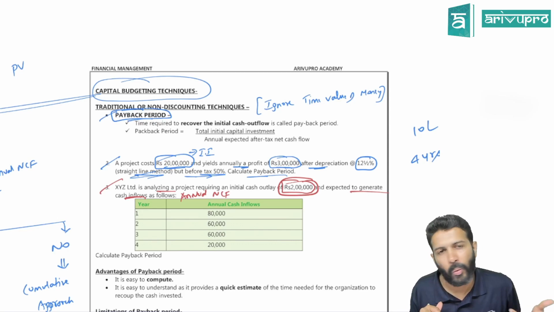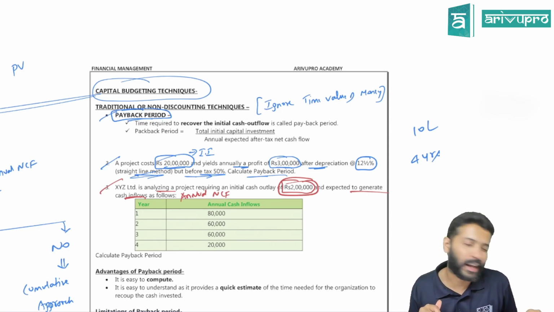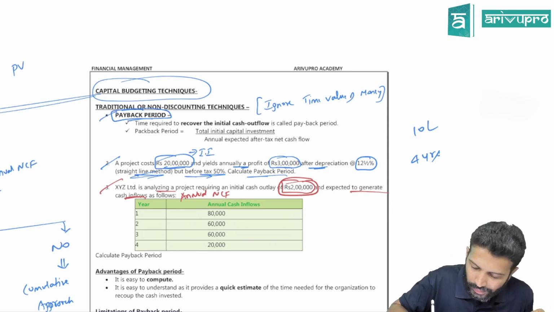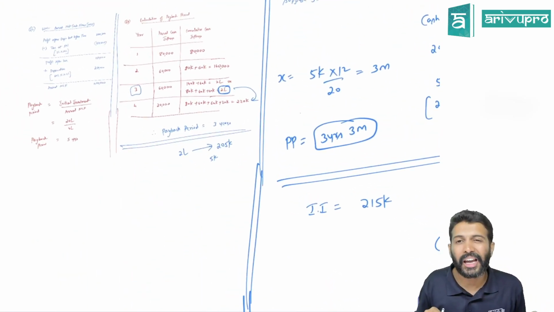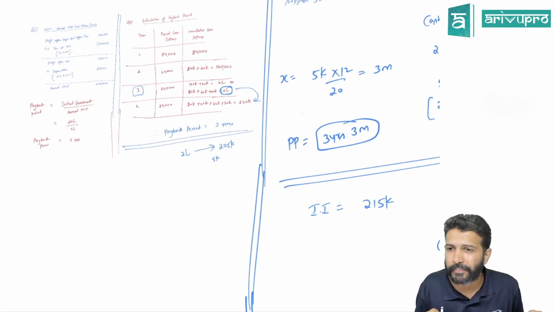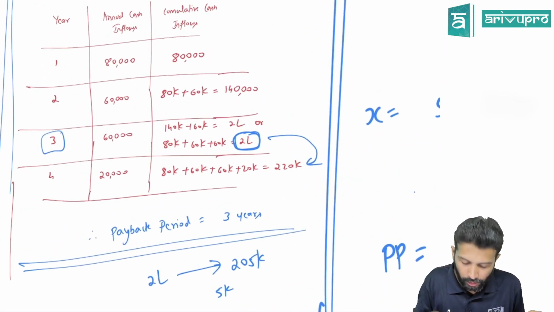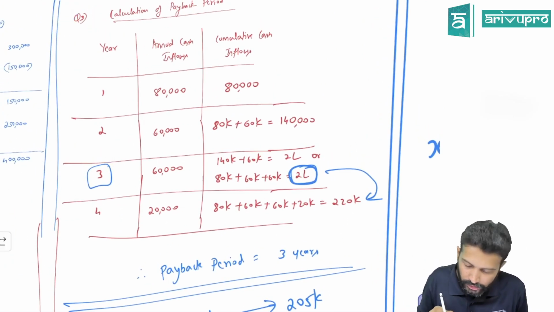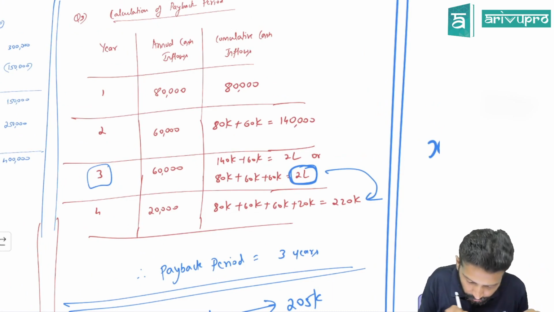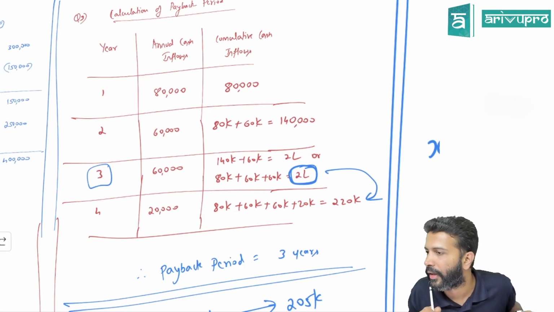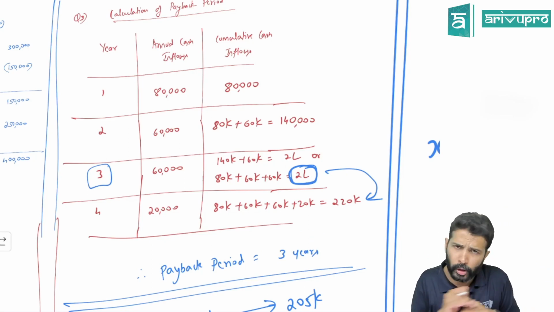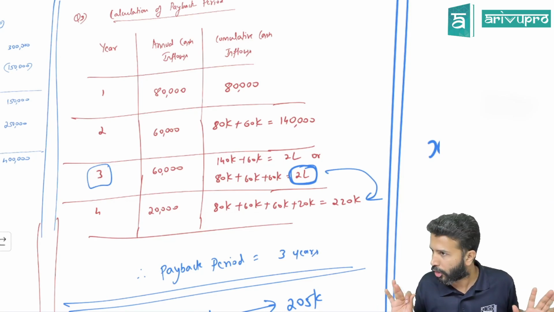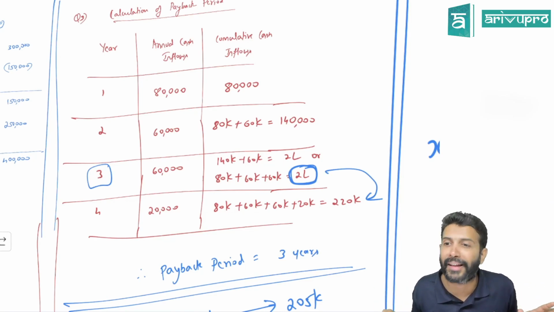Disadvantage. One, it ignores the present value concept. Rather, it ignores the time value of money. Another one is, it ignores cash flows after the payback period. Like here, in this question number 3, what was your initial investment? 2 lakh. And you recovered that 2 lakh by which year? Third. Does it mean your project has to get over by the 3rd year only, or it can continue still? Because your goal is to recover the investment or make a lot of money.